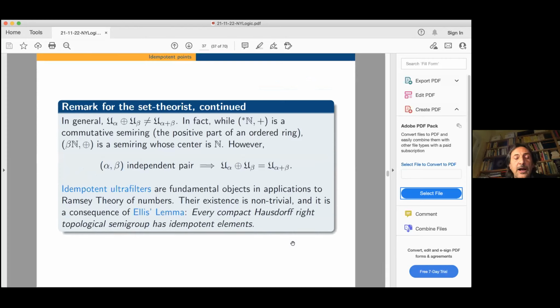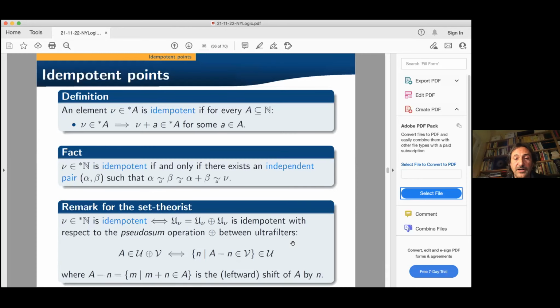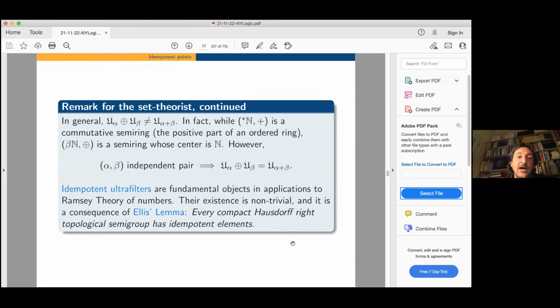This is a remark. There is this pseudo sum operation between ultrafilters, which is not a commutative operation. It is defined in this way by taking shifts. And the idea that this sum corresponds to the sum of the generating elements is not correct. In fact, one has the identity only for independent pairs. So these independent pairs are important in this context. They produce Hindman's theorem, a Ramsey theorem, and in a somewhat similar way, they will produce a proof of Hindman's theorem.